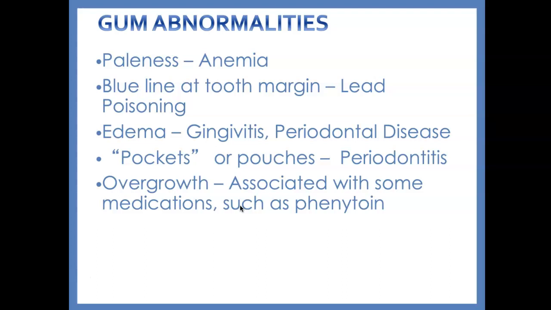Edema within those gums. Again, we're always concerned about gingivitis and periodontal disease because of lack of brushing. Sometimes you'll see little pockets or pouches and tiny abscesses. That might be periodontitis. Overgrowth of gums looks edematous. It might be associated with some medications, particularly a seizure medication such as phenytoin or Dilantin, which causes the gums to get really edematous or look really overgrown.